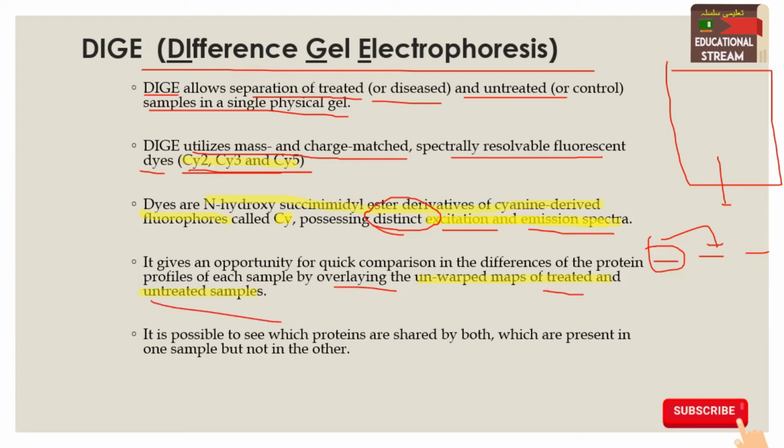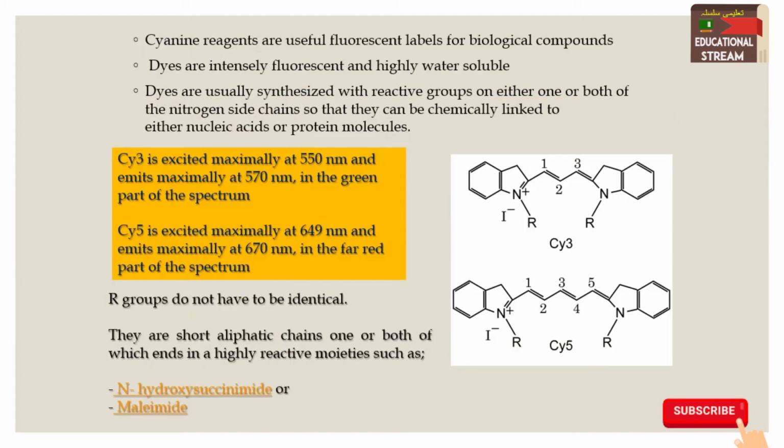and then we identify the differences in the treated and untreated samples. It is also possible to see which proteins are shared by both, which are present in one sample and which are present in the other sample but not in the first. So we compare the number of proteins by treating them with different dyes. We are using the Cy dyes, and they have different excitation and emission spectra.